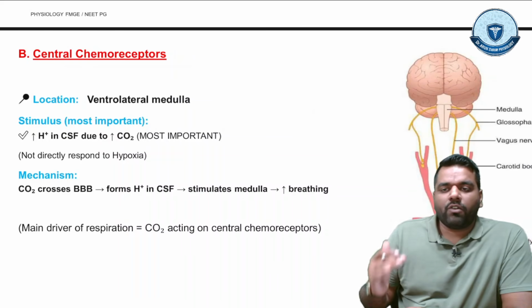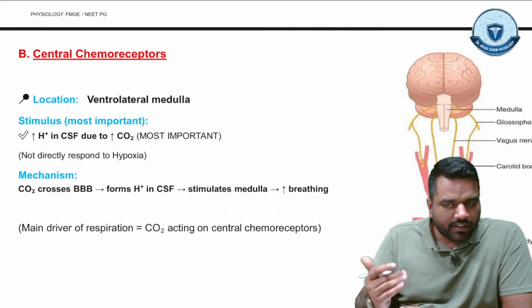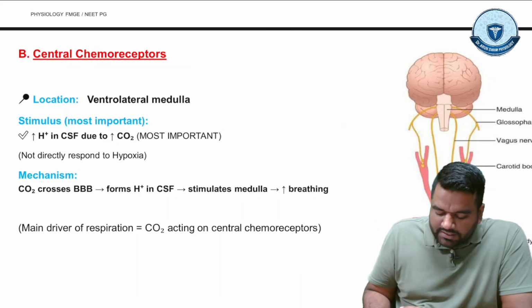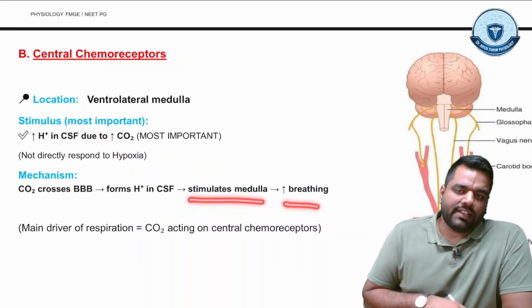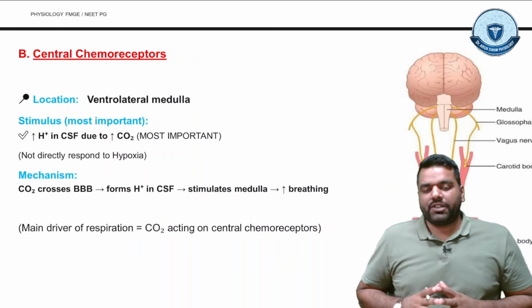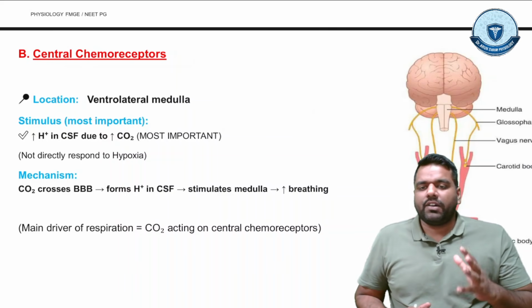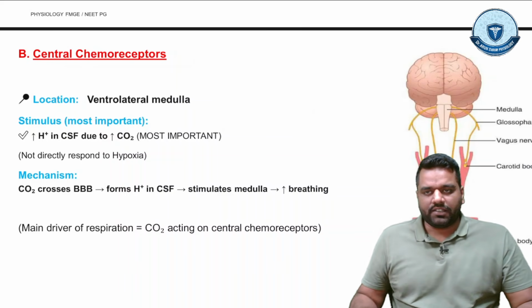Mechanism: whenever the CO2 crosses the blood-brain barrier, it forms H ion in the CSF, and then it stimulates the medulla and ventilation is increased. So the main driver of respiration, please remember, is your CO2. The main driver of respiration is CO2.